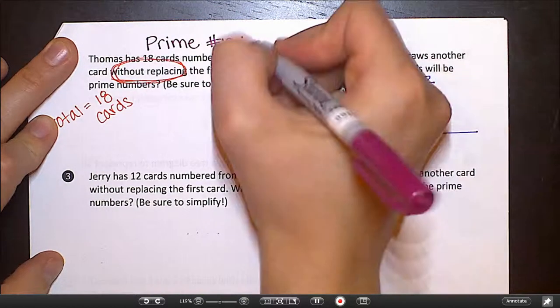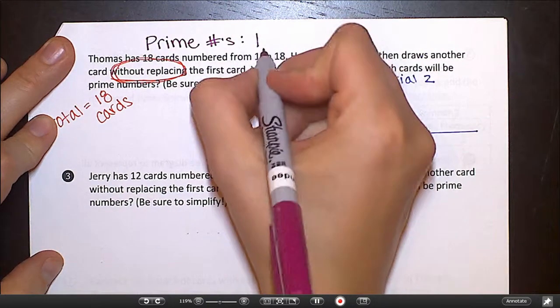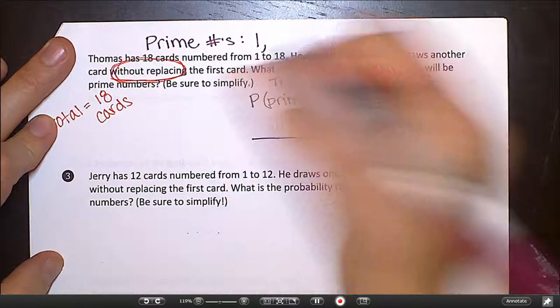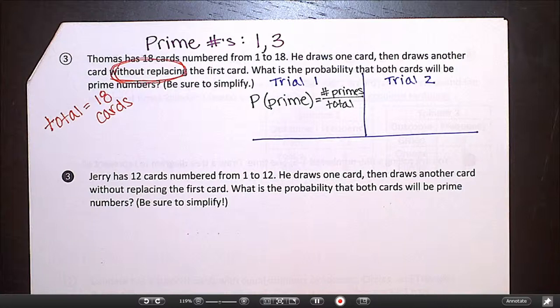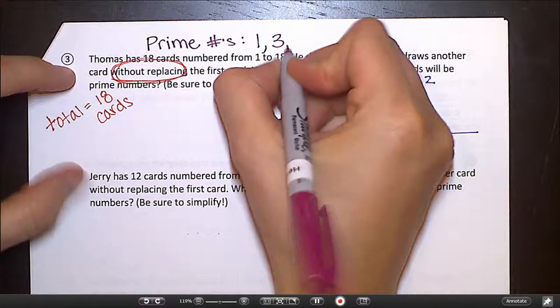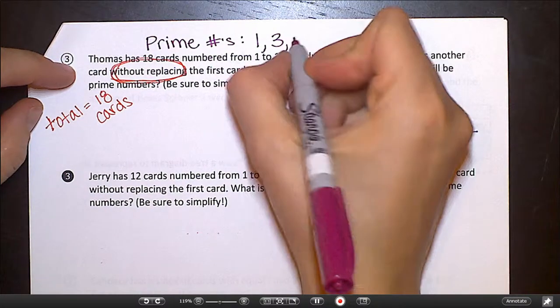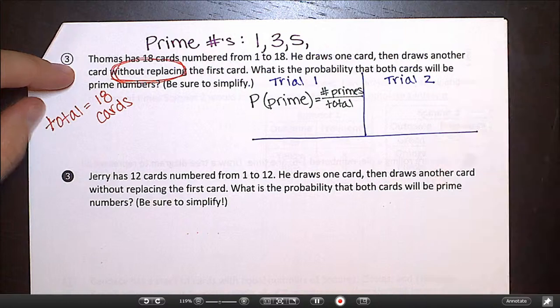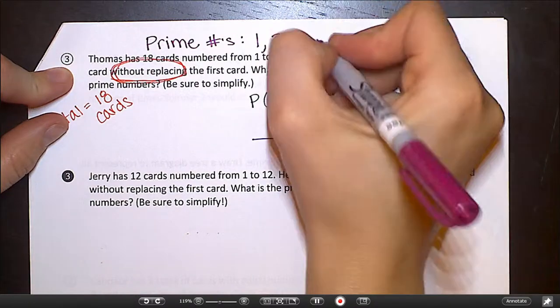we are going to count the number 1 as a prime number. And then we're also going to count 3, because 3 cannot be divided by anything else except for 3 and 1. 4 can be divided by 2, so we're not going to count that. 5 is not divisible by anything else. 6 is divisible by 2, and it's divisible by 3, so we're not counting that one. 7 is prime.